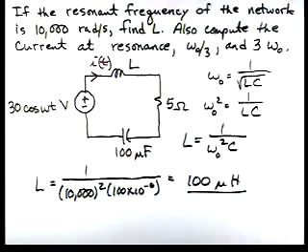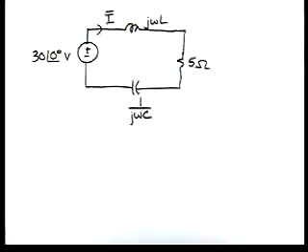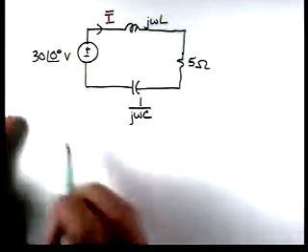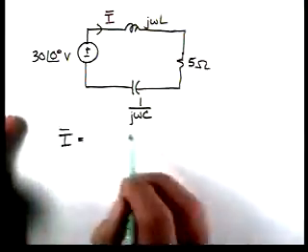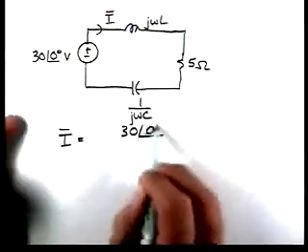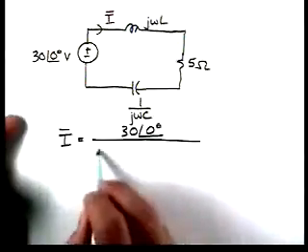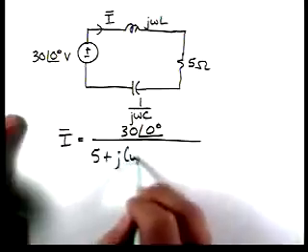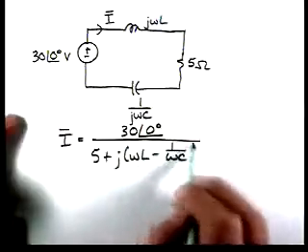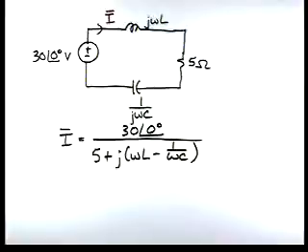Now, we're going to go through and do some calculations at different frequencies. So let's draw the frequency domain circuit, and you'll see it there. If we look at the current I, since this is a single loop circuit, we can write it as 30 at angle of 0 over 5 plus J times omega L minus 1 over omega C. And we've got values for L and C that we can plug in.